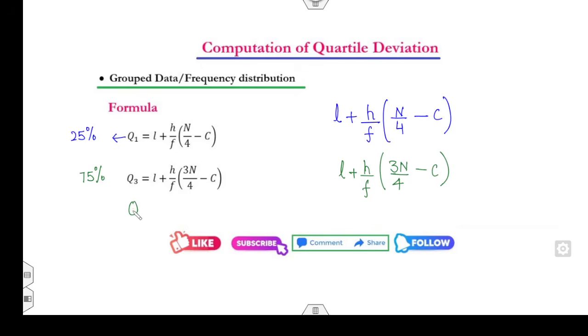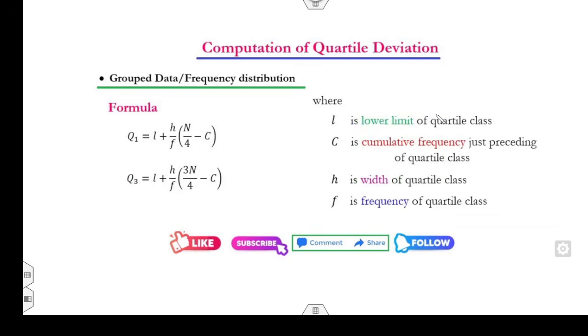Similarly, if you want to calculate Q2, it is my 50%. I can write the formula as L plus H over F. 50% means N over 2 minus C. And moreover, the N over 2 minus C is also the formula of the median, and we already discussed that. What is the L? What is the H? L is the lower limit of the quartile class.